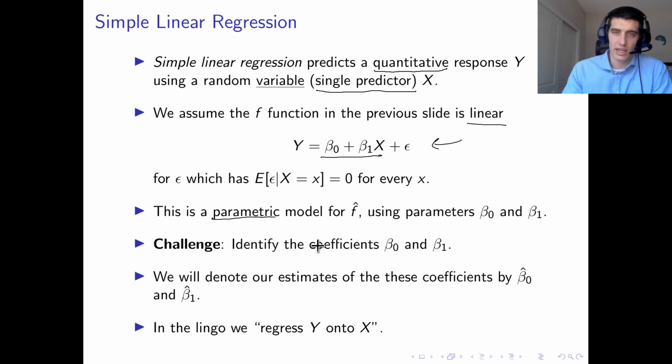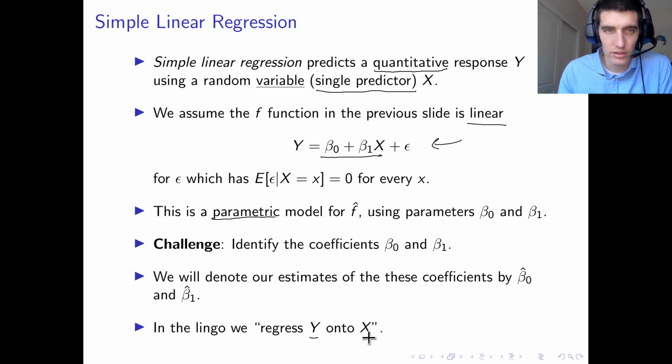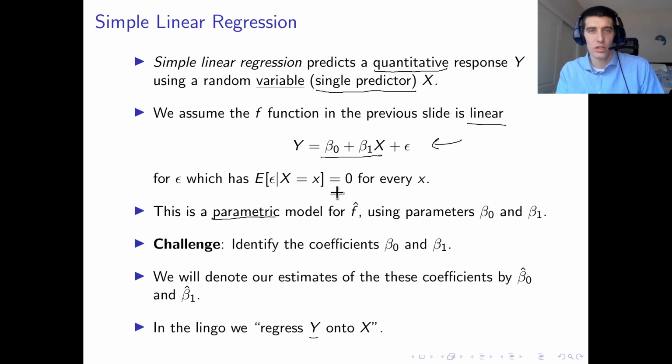And one way to say this problem more succinctly is that we're going to regress y onto x. That is, we're going to perform a regression estimating y from x. Okay. So simple linear regression refers to the fact that we have this pretty simple linear relationship between y and x.